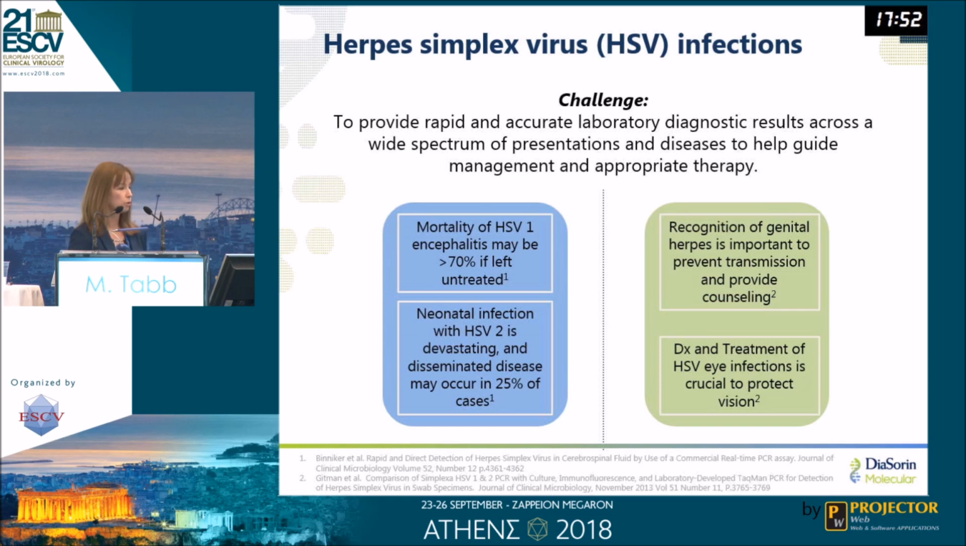As you already heard, the mortality of HSV-1 encephalitis, for example, if left untreated, is greater than 70%. Neonatal infection by HSV-2 is devastating. Disseminated disease could occur in up to 25% of patients. So having a test for CSF, or even for swabs in that case, is important. Over in the green on the right-hand side, recognition of genital herpes is also important, both for counseling and to prevent the spread. And then, of course, for mucocutaneous sample types such as ocular swabs, diagnosis of an eye infection by HSV is very important and critical to protect vision.